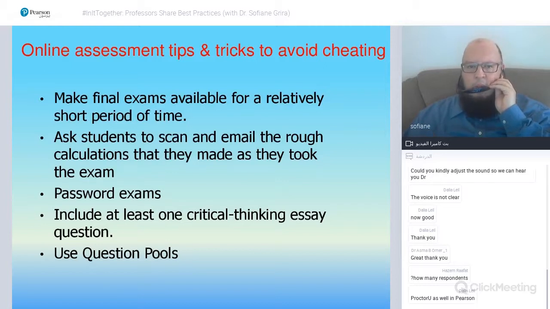You can ask the students to scan and email you their work, their calculations. You have to set a password for the exam. Include at least one critical thinking essay question. And use question pools. The question pool is really important.